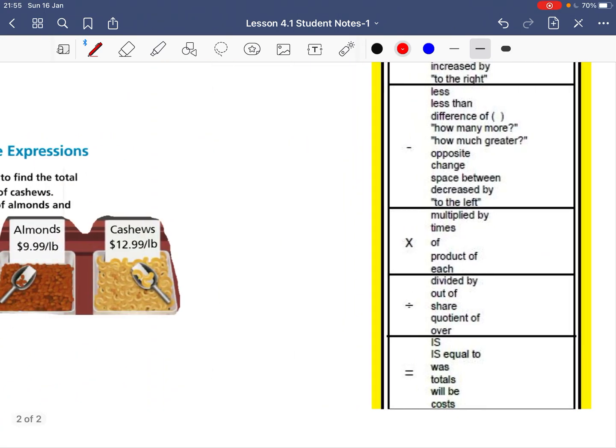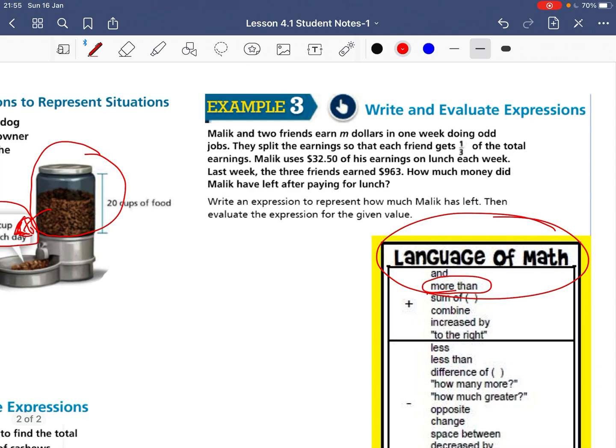Okay? All right, so this last example here: Malik and two friends earn M dollars in 1 week doing odd jobs. They split their earnings so that each friend gets 1/3 of the total earnings. Let's stop there. How much is Malik earning? Well, the total amount that they earn is M. There's 3 friends, and they're splitting it evenly. Evenly, it would be 1/3 of that total, right?